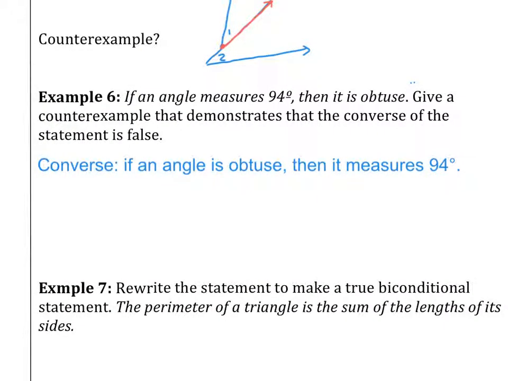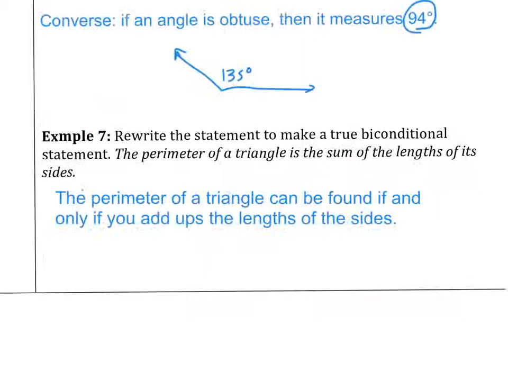So here's the converse, and of course, any angle that's obtuse but not 94 degrees. So for example, this here is 135 degrees, and it is obtuse but not 94 degrees. So this would be my counterexample. And now this last one is not very clean, but the perimeter of a triangle can be found if and only if you add up the lengths of its sides.